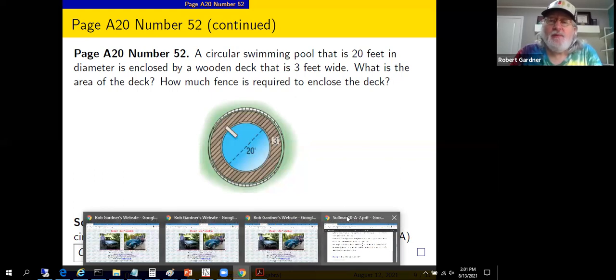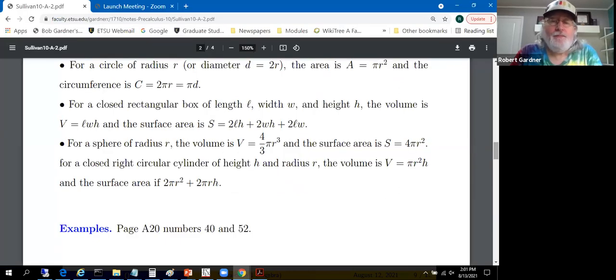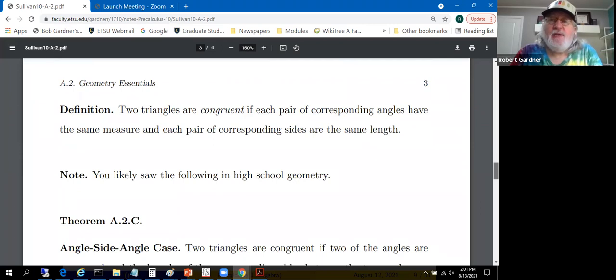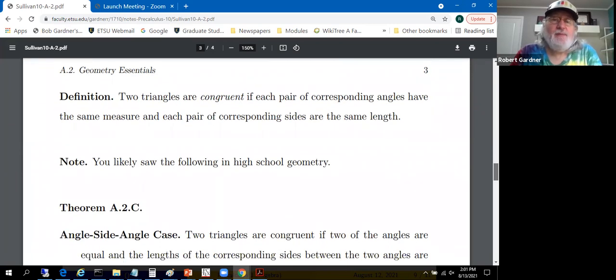Back to the notes. And an idea of congruent and similar triangles is the last topic. Two triangles are congruent if each pair of corresponding angles have the same measure and each pair of corresponding sides are of the same length.